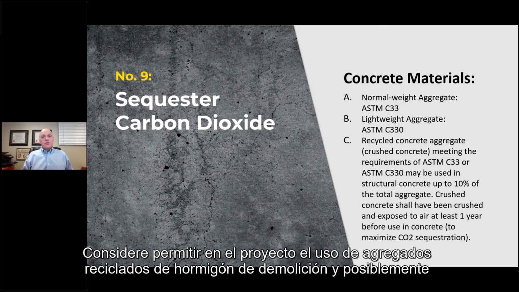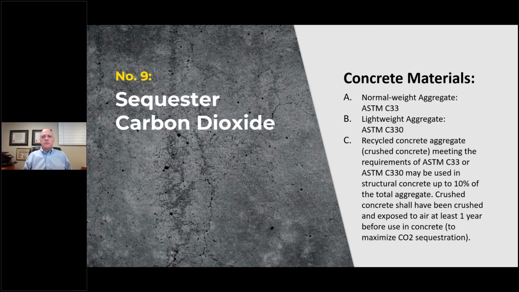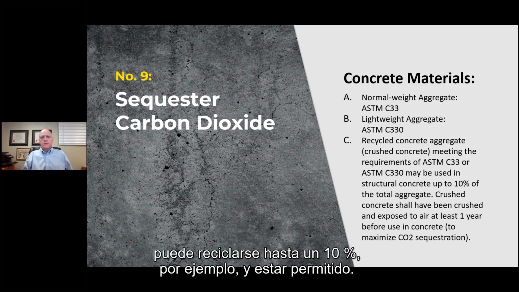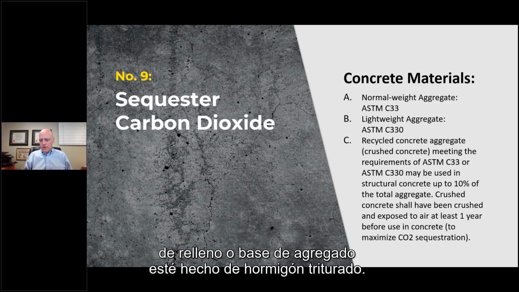Consider permitting the use of recycled aggregates made of demolished concrete on the project, and possibly require that those recycled aggregates be exposed to air for 1 year before being used. In some cases, a certain percentage of aggregate used in concrete can be permitted to be recycled, up to 10%, for example, or it can simply be required that all aggregate base or fill material be made of crushed concrete on the project.